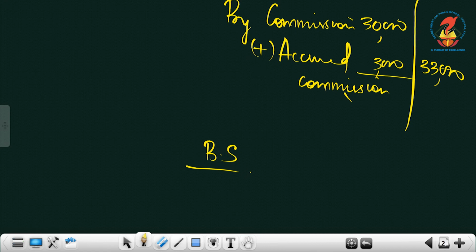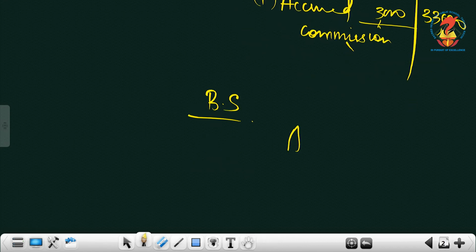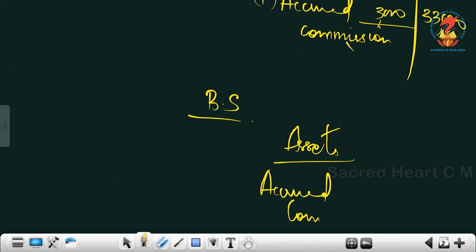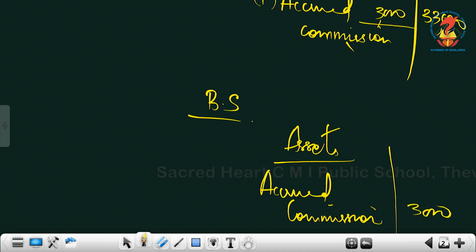So we'll write accrued commission, which, being an asset, must be recorded on the asset side of the balance sheet. It is a current asset, and 3,000 is the amount. When you write the balance sheet items, don't write "to" and "by". Don't use any prefix for the balance sheet. But for the trading P&L you must have "to" on the debit side and "by" on the credit side. Here no prefix should be written.